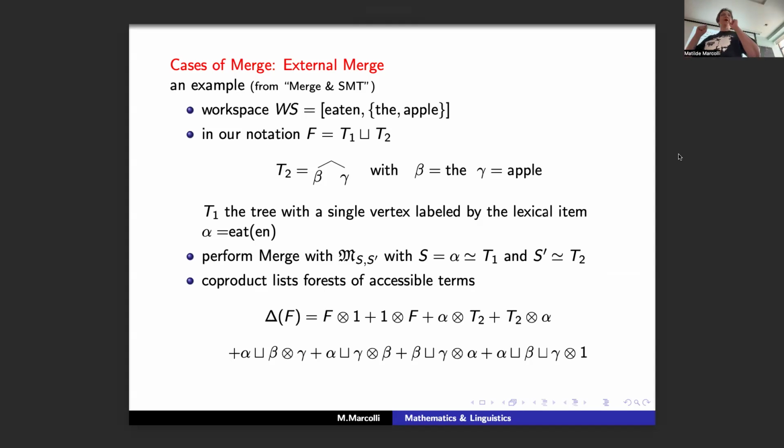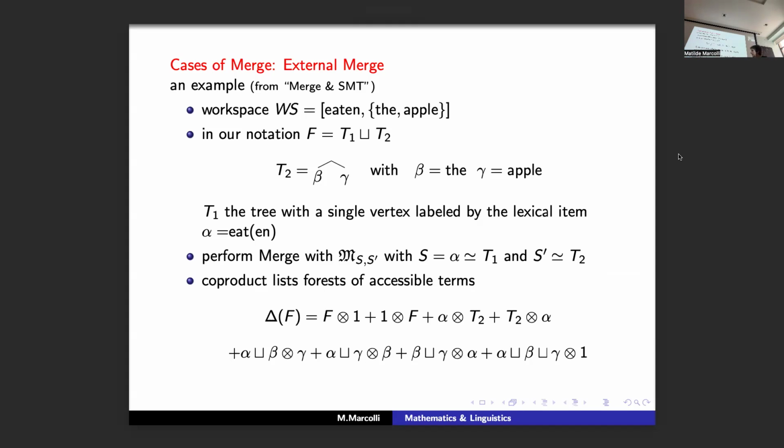What are the things that you want to keep before we decide how to kill off the other ones? So the first thing you want to keep is external merge. A simple example: you have a workspace that has a bunch of lexical items. Some of them are already maybe in some partial form of structure. And external merge just takes two components and combines them together.